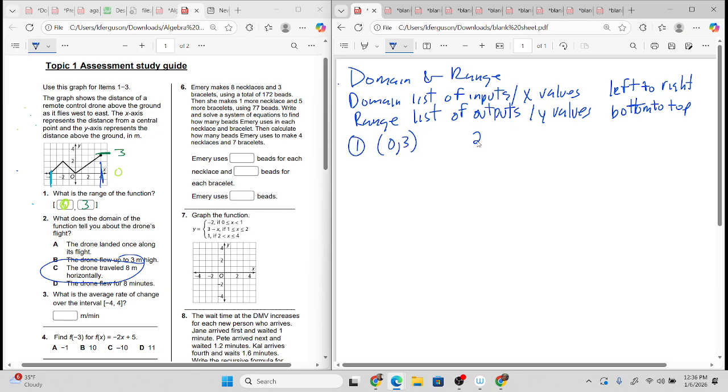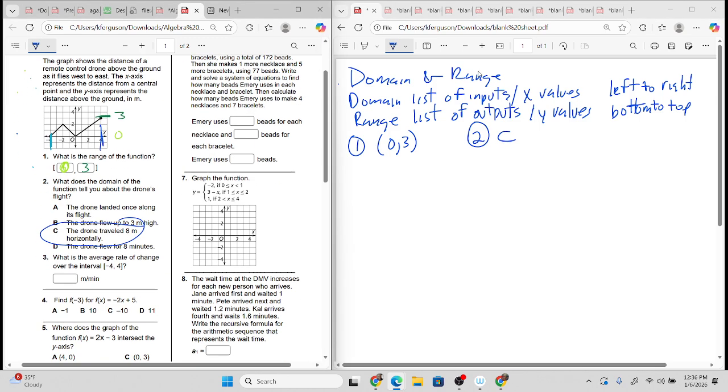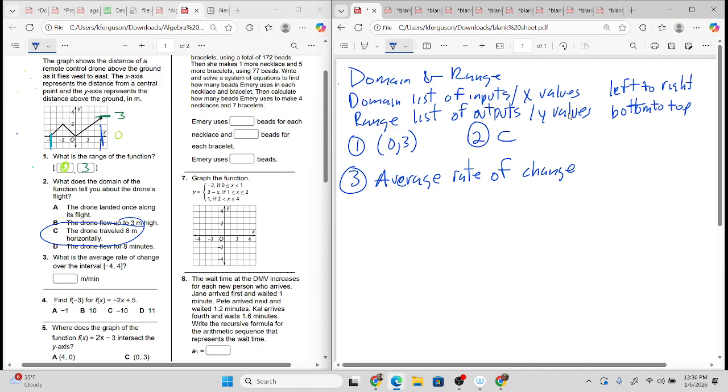Does anybody have any questions on 1 or 2? No questions? All right, then let's work our way to number 3. So number 3 is dealing with average rate of change. And with average rate, matter of fact, it's the average rate of change over the interval -4 to +4.